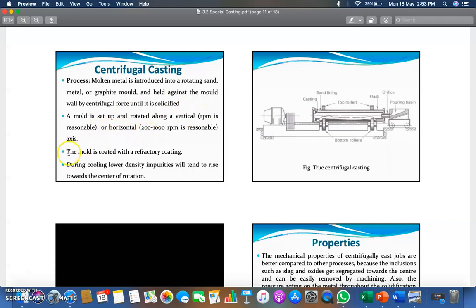The mold is coated with a refractory coating, meaning the mold should always be coated with refractory coating, because whenever you do some kind of rotational work with the mold, it may create some kind of deformations. To avoid this, you have to use some refractory coating. During cooling, lower density impurities will tend to rise towards the center of rotation.